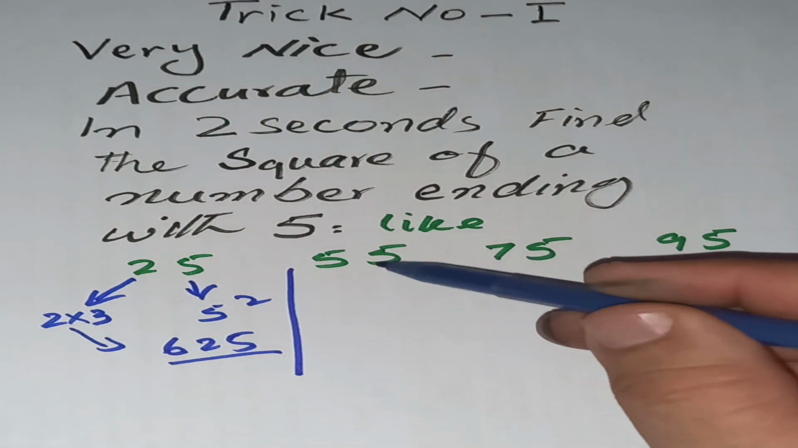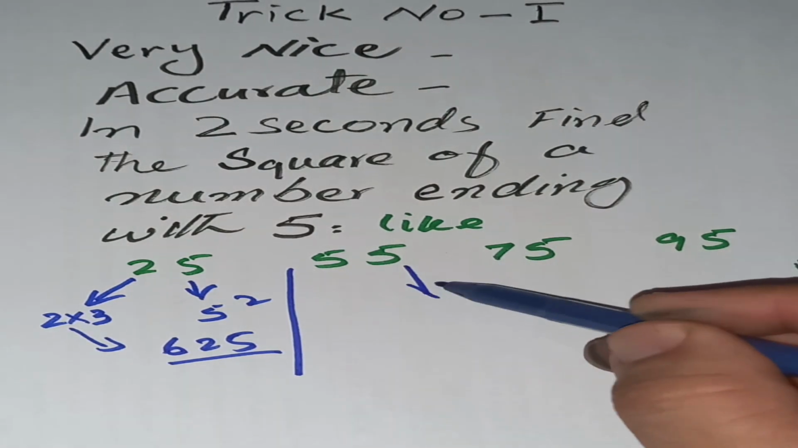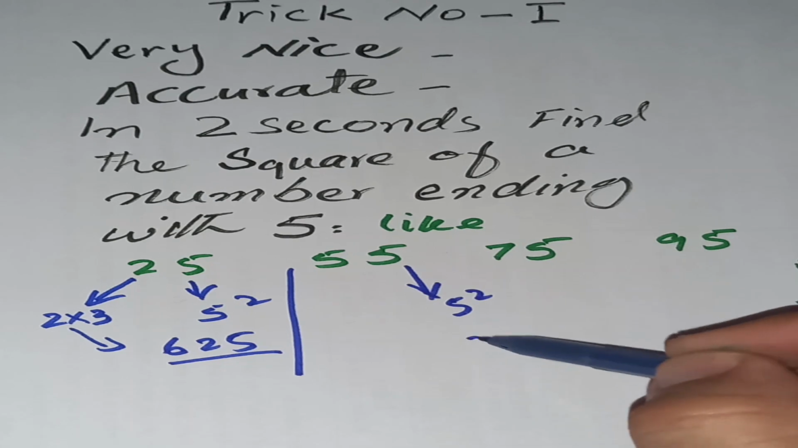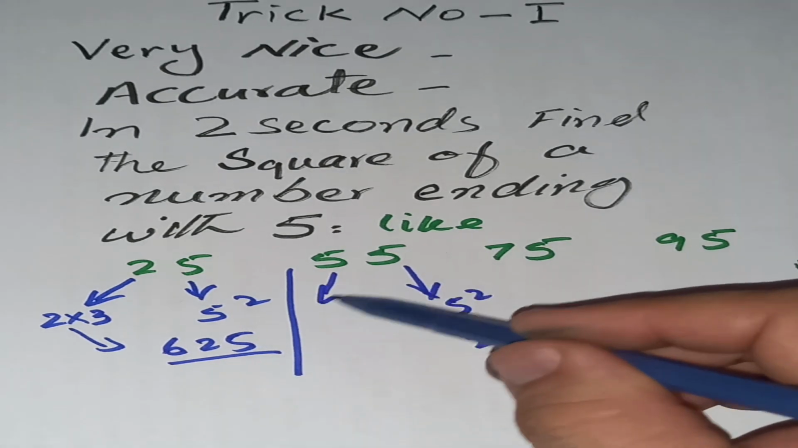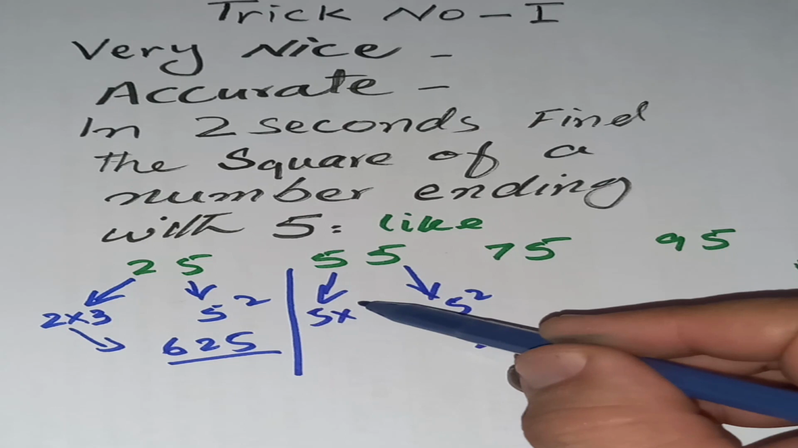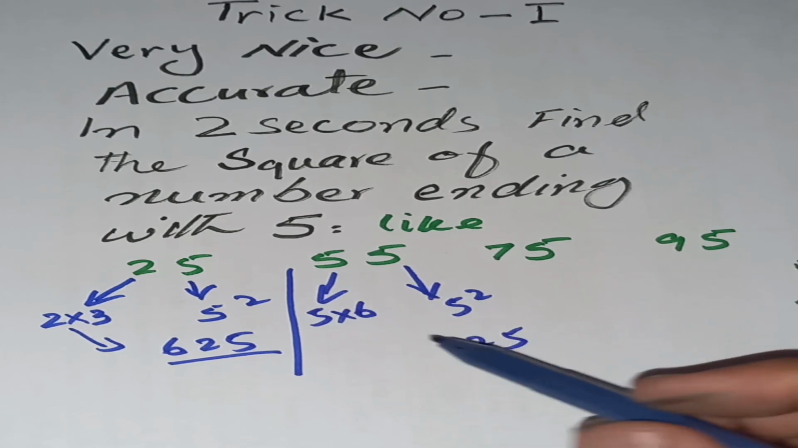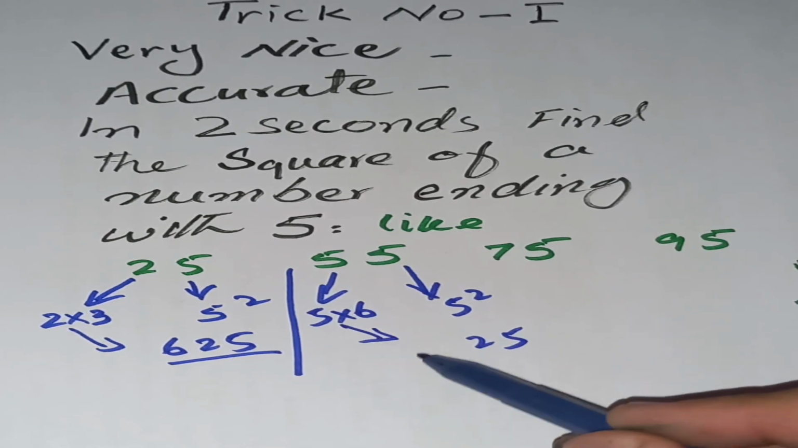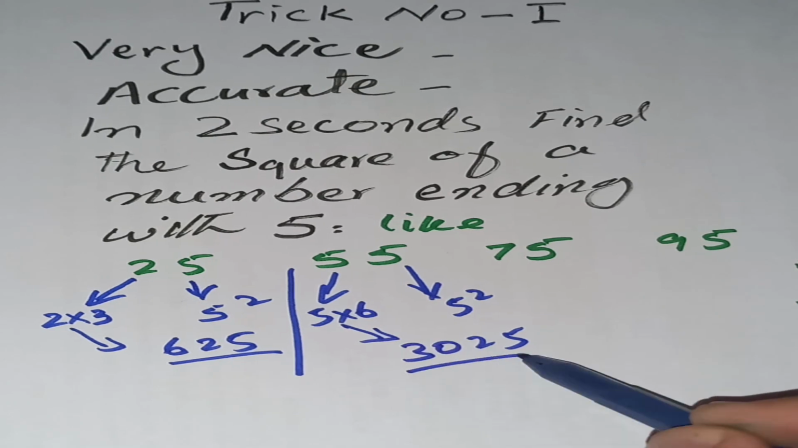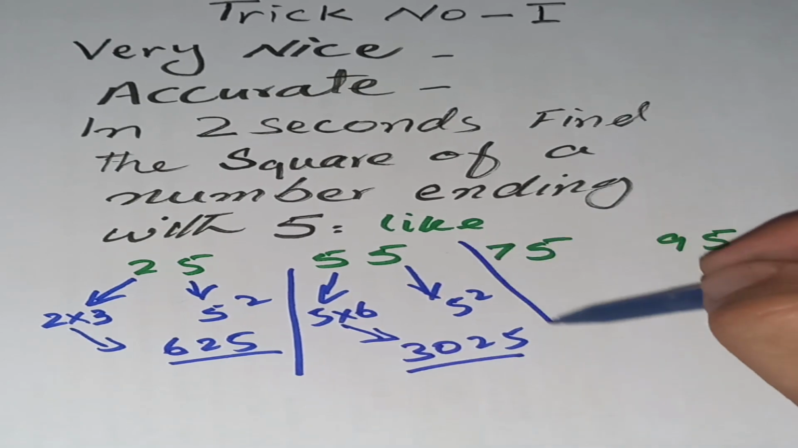Let's check the other one, the number 55. Take the square of 5, that is 25, and take the 5 along with its next number, 6. When we multiply, 5 sixes are 30, so write the 30 in front of it. This is simply its square.